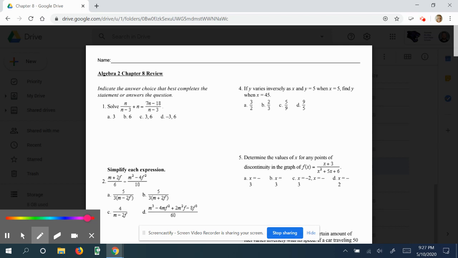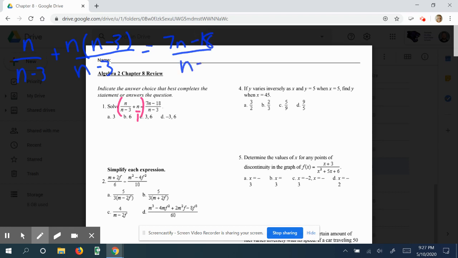It says to solve this for n. Okay, so what I'm going to do is I need to have everything have a common denominator, especially on this side right here, because I want to be able to add them. Now you'll notice that n is just like n over 1, right? So I'm going to rewrite it, and I'm going to multiply the top and bottom by the n minus 3 number. So I'm going to start it up here. I'm going to say n over n minus 3 plus, I already have n on top, times n minus 3, and also n minus 3 on the bottom, is equal to 7n minus 18 over n minus 3.